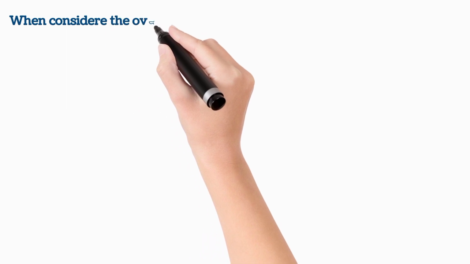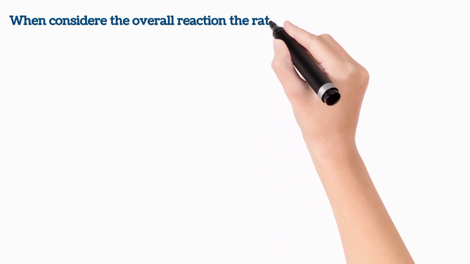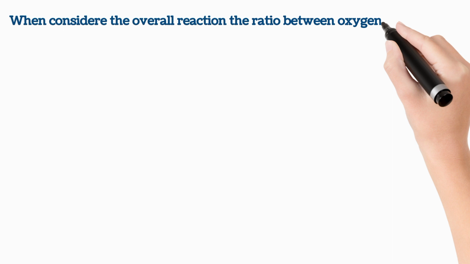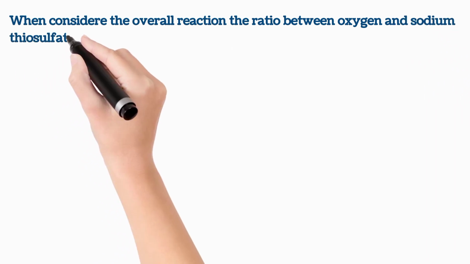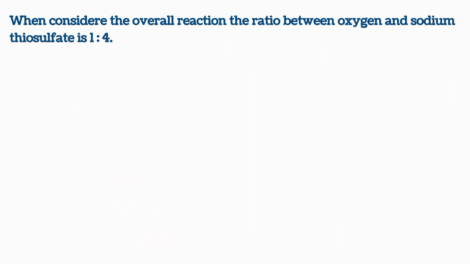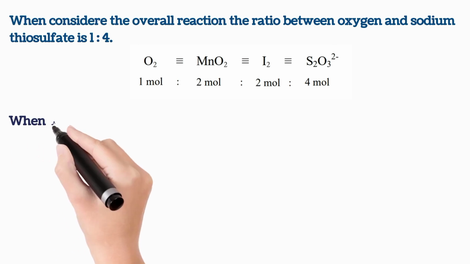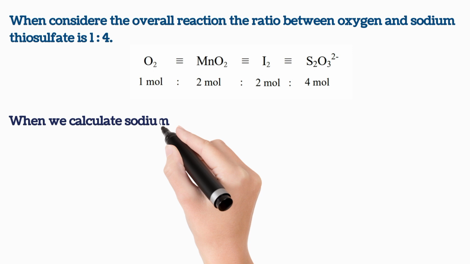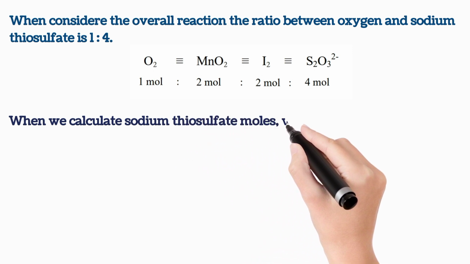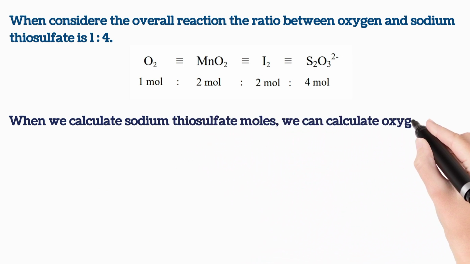When we consider the overall reaction, the ratio between oxygen and sodium thiosulfate is 1:4. When we calculate the sodium thiosulfate moles, we can calculate the oxygen concentration in water.